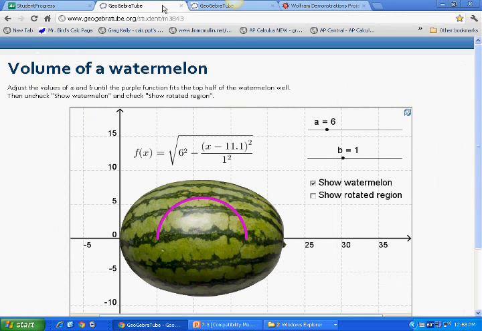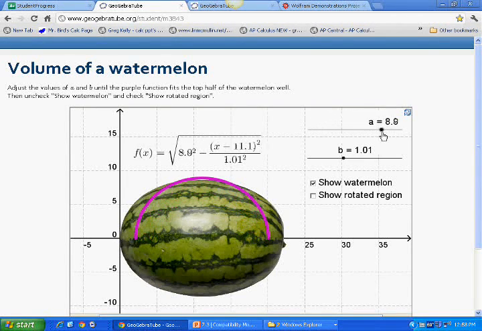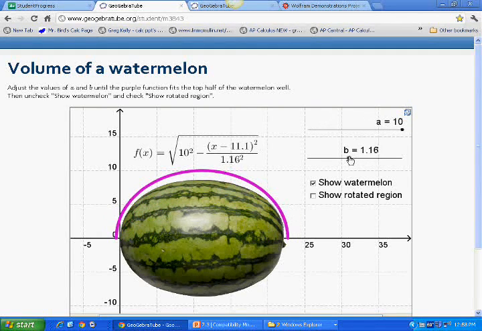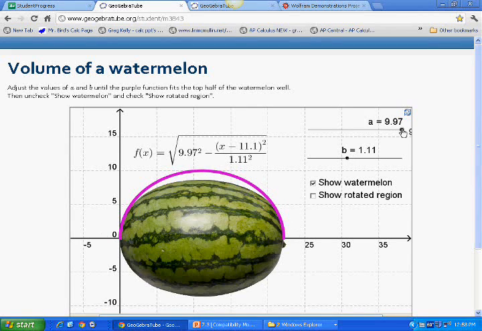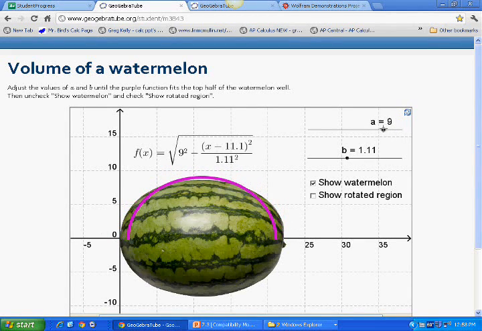I have a watermelon right here, and what I'm going to do is change the function with these sliders so that the shape of the ellipse matches the watermelon. Okay, that's not too bad. So now what we have is the top half of our watermelon.